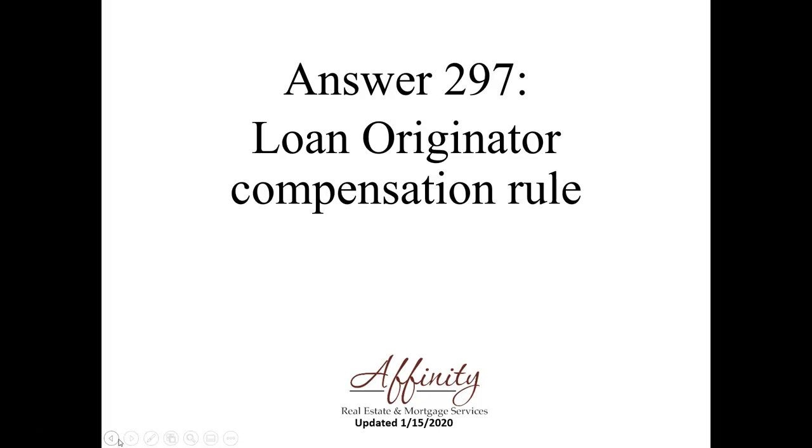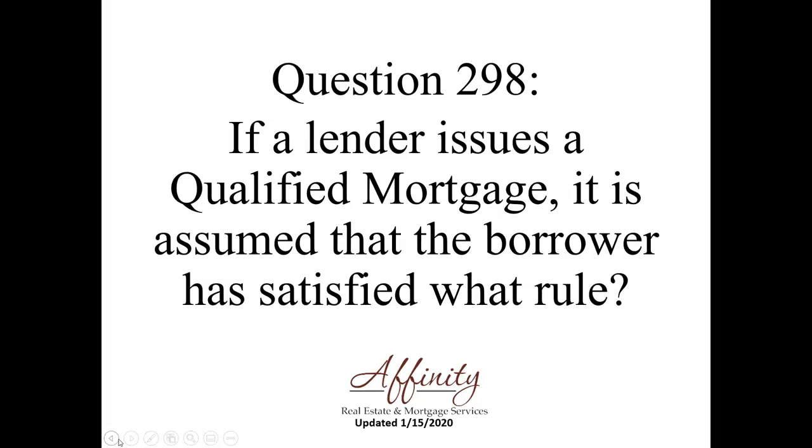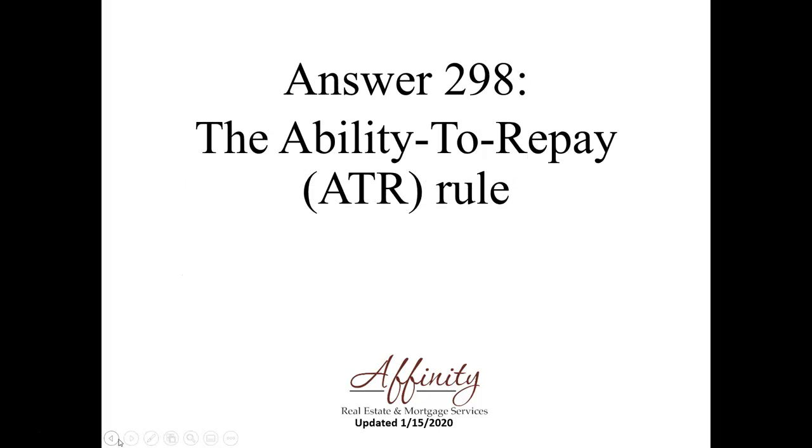You see, they can ask the questions in many different ways, but if you understand what they're asking you, you still will know what the answer is going to be. Loan Originator Compensation Rule. Question 298. If a lender issues a qualified mortgage, it is assumed that the borrower has satisfied what rule? The ability to repay rule, ATR.